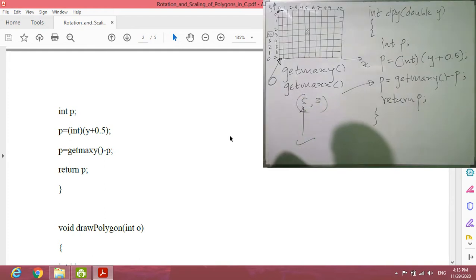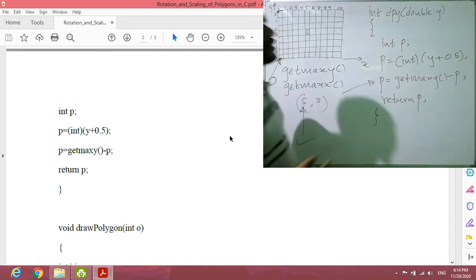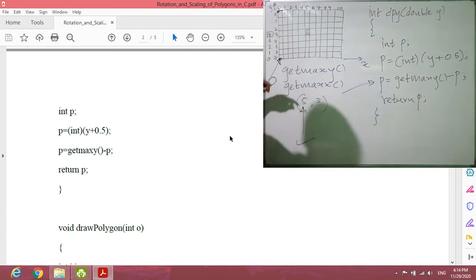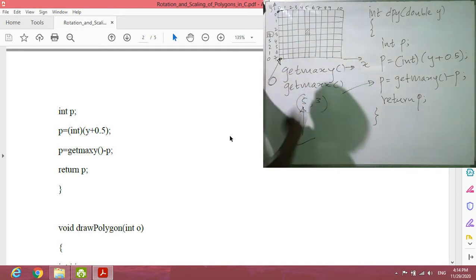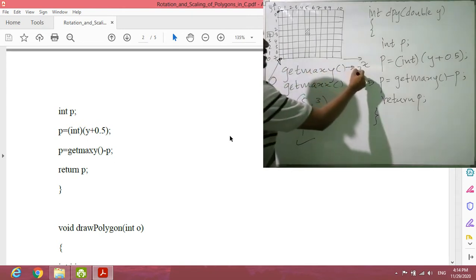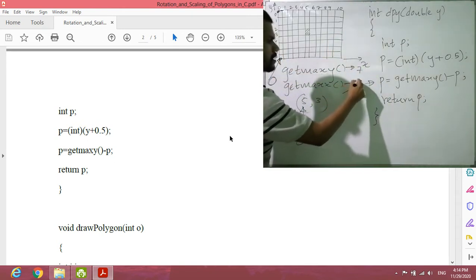Therefore, the purpose of this one is we get the maximum value and reduce P. According to this example, get max y will return the maximum index 7. It will return 7. Get max x will return 10.